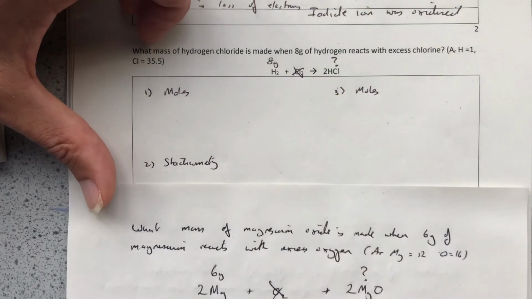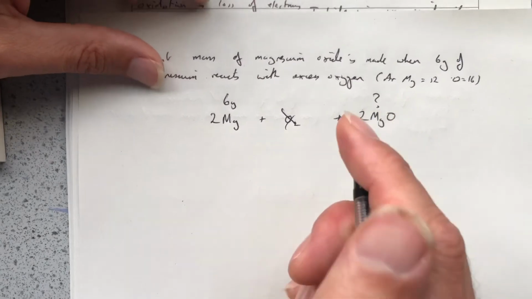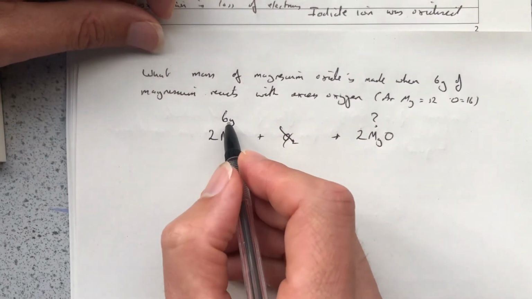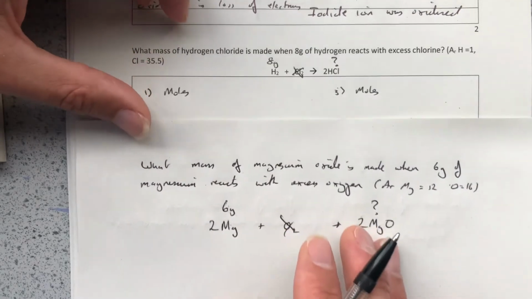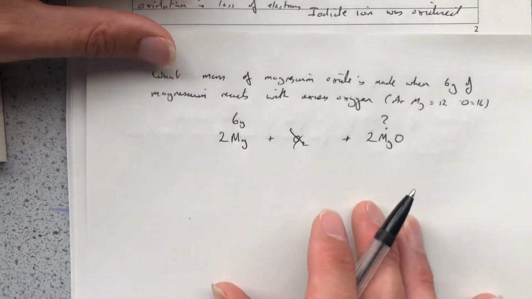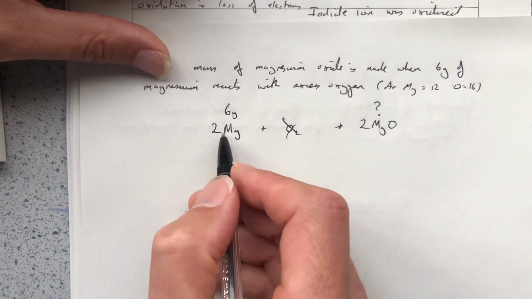So the first thing we have to do is calculate the moles. What do we calculate the moles of? We calculate the moles of whatever we have got the mass of. Now we've got the mass here of magnesium. You've got the mass there of hydrogen. Now this says 2 Mg.